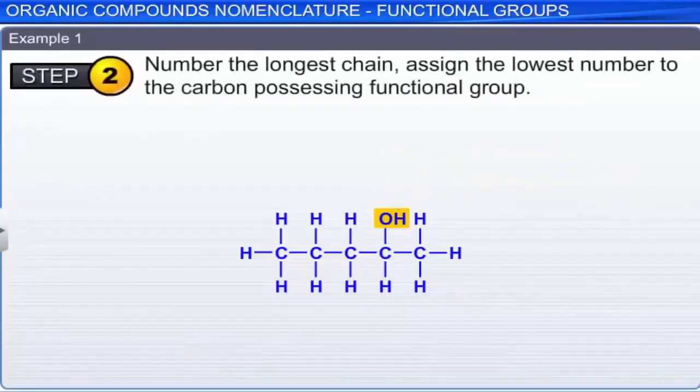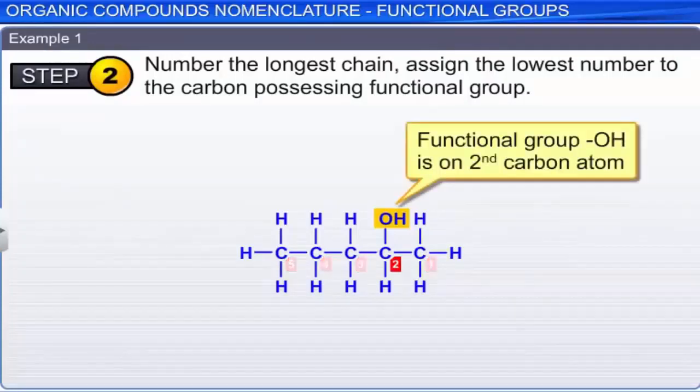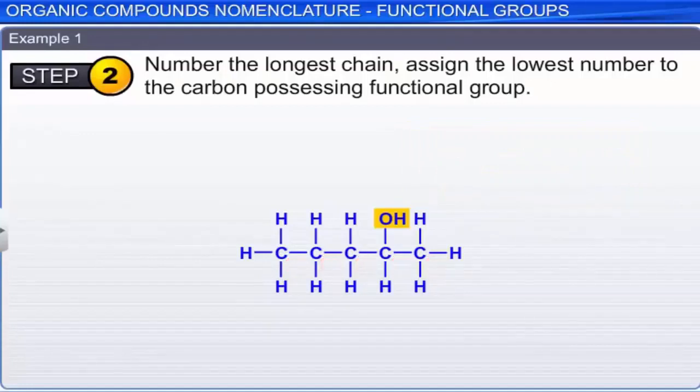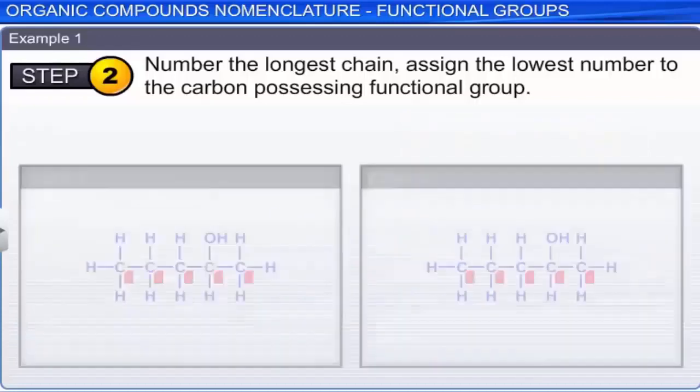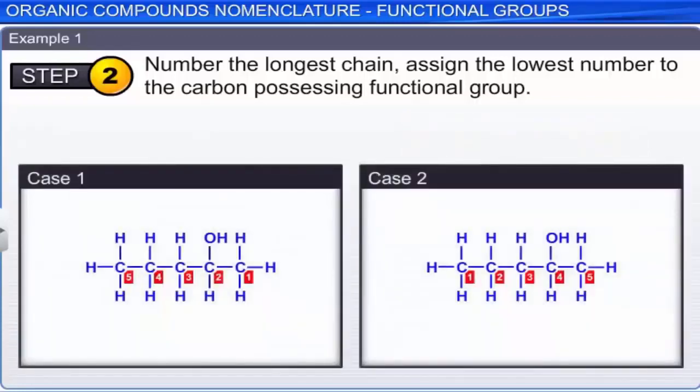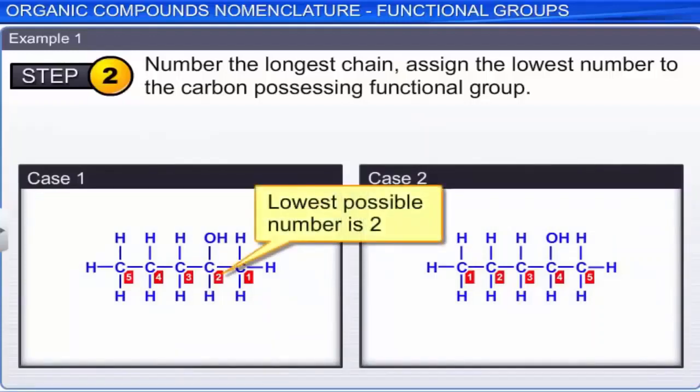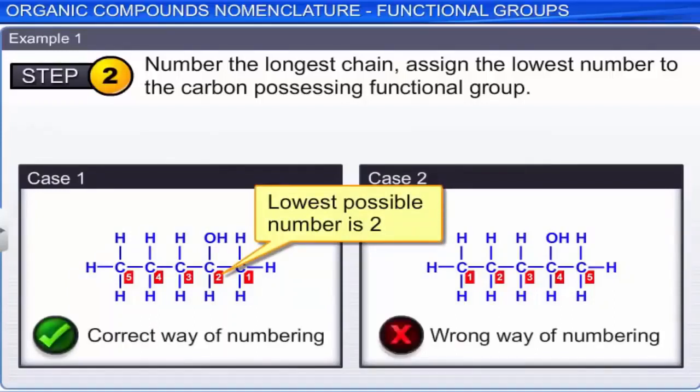Step 2. Number the longest chain. If we number the chain from right to left, then the OH group is on second position. And if we number the carbon chain from left to right, then the OH group is on fourth position. As per the naming convention, the functional group should be attached to the carbon atom with the lowest possible number. Hence, case 1 is the correct way of numbering.